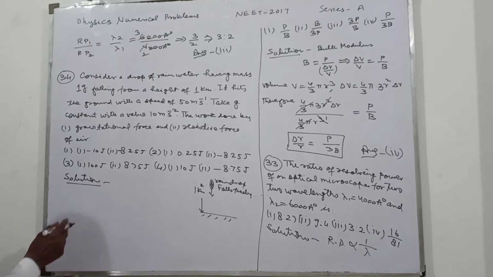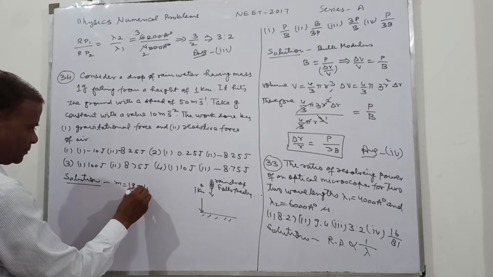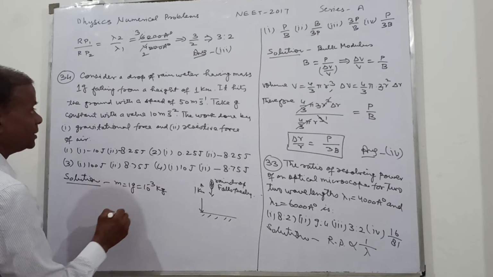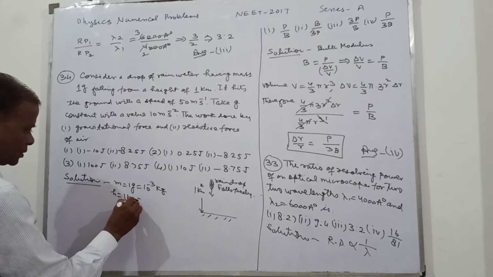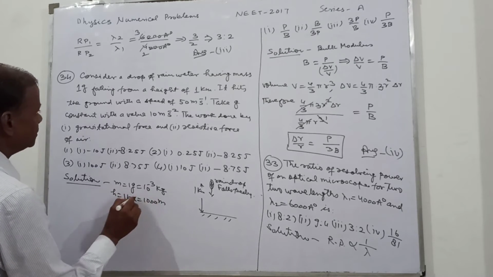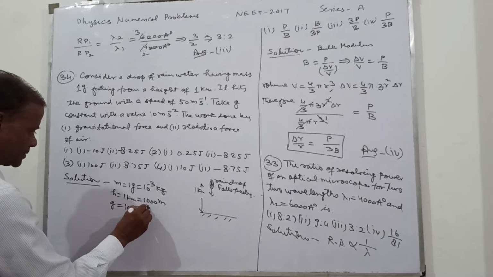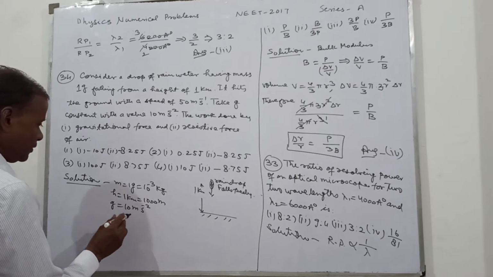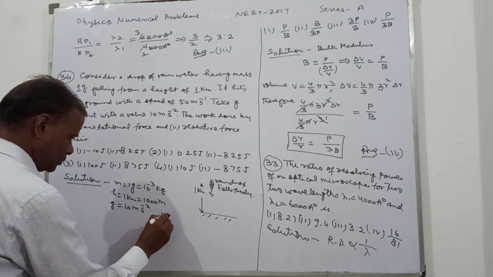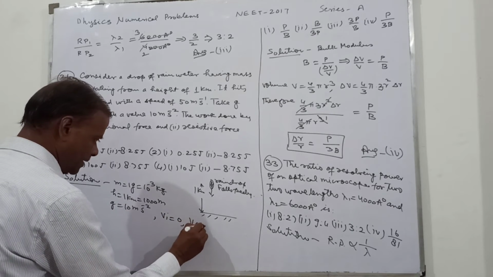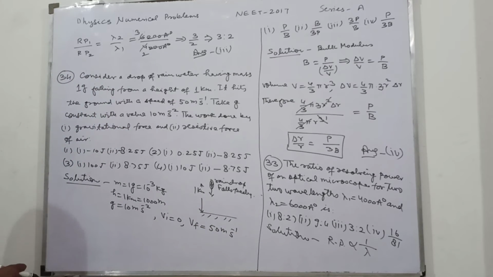So here we are given that the mass m equal to 1 gram equal to 10 raised to the power minus 3 kilogram, and the height h equal to 1 kilometer equal to 1000 meter, and the value of g is 10 meter per second square. Now initial velocity Vi is equal to 0 and Vf is equal to 50 meter per second. This is given to us.